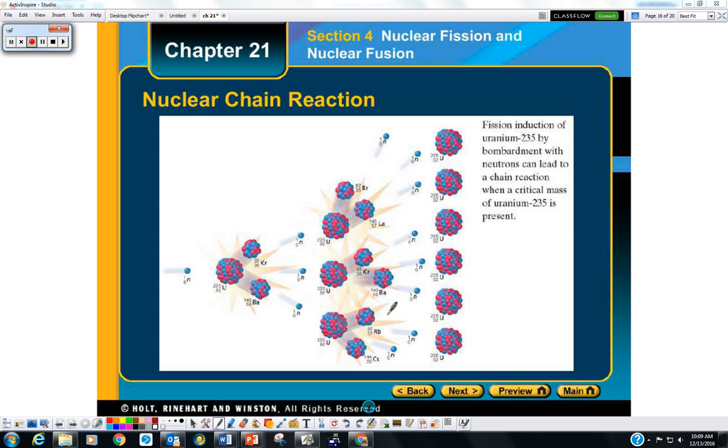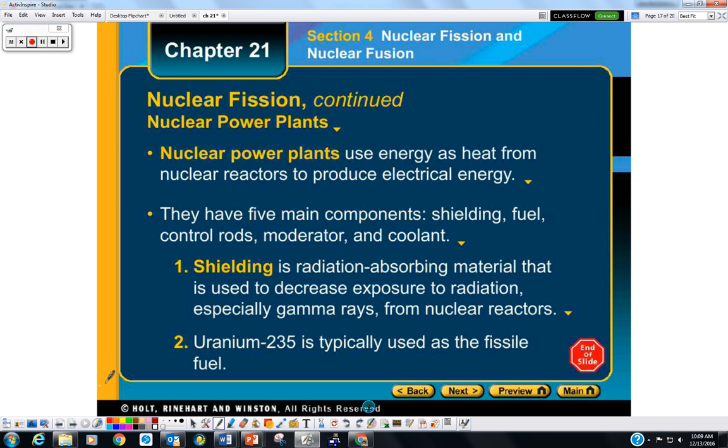As we see, it doesn't always end up being the same things. And it keeps happening until we remove the fuel source. So once we remove the uranium, there's nothing else left to fizz. So it stops.